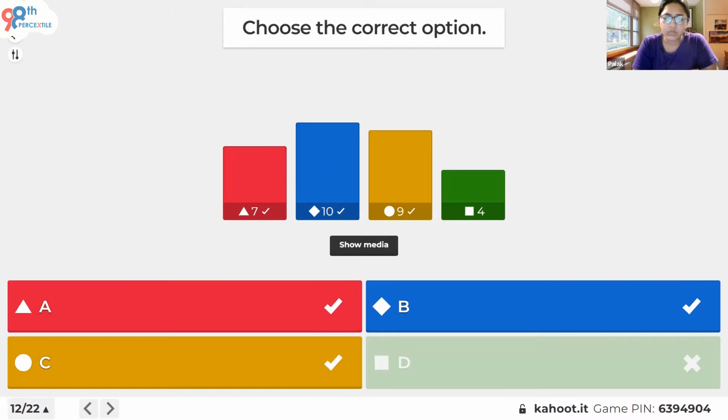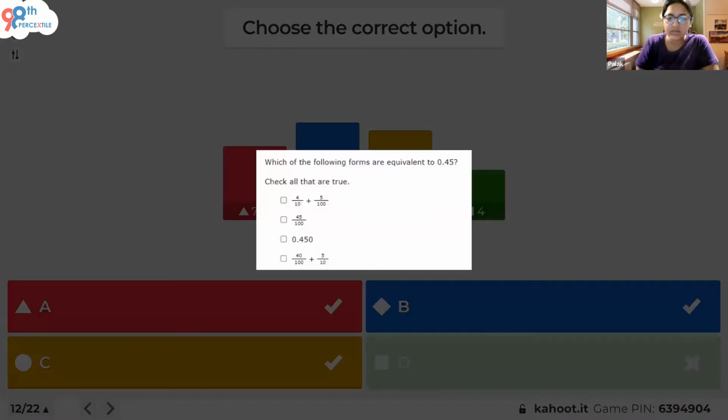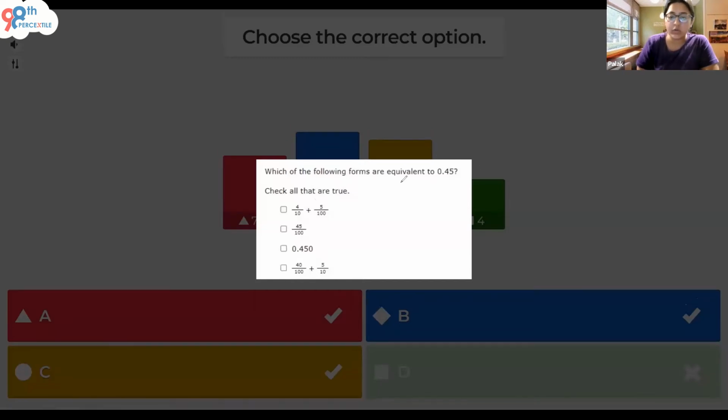Okay, so nearly all of you have got the correct answers. So we needed to check all the options that were true. So 0.45 is 4 over 10 plus 5 over 100. That's true. 0.45 is 45 over 100. That's again true. And then this is option D. This part is correct that we have 40 over 100. Here we can eliminate 0 and 0, so we get 0.4. But this is not entirely correct. If we had this part also written as 5 over 100 in some form or the other, this option would have been correct.